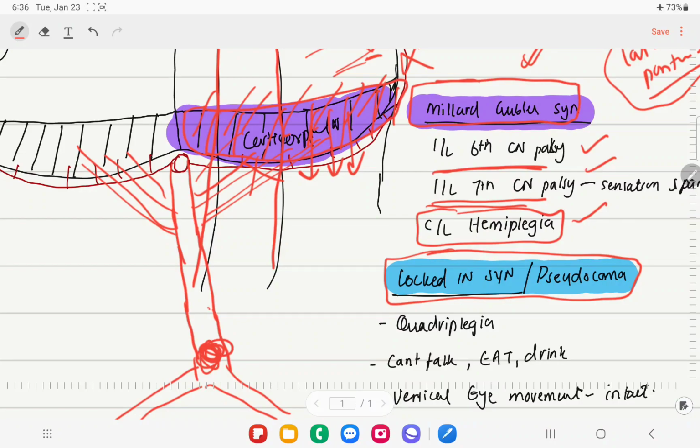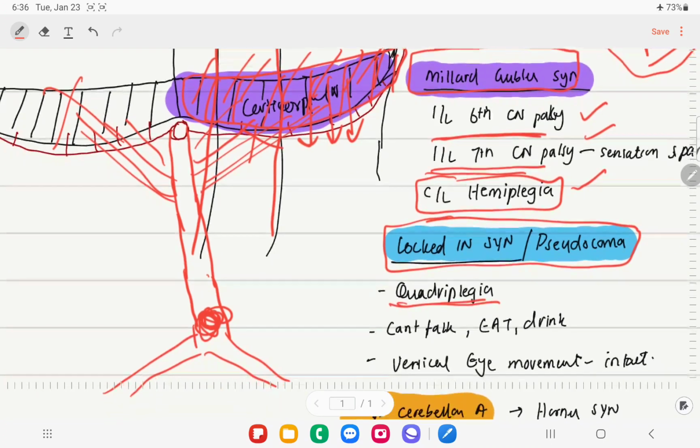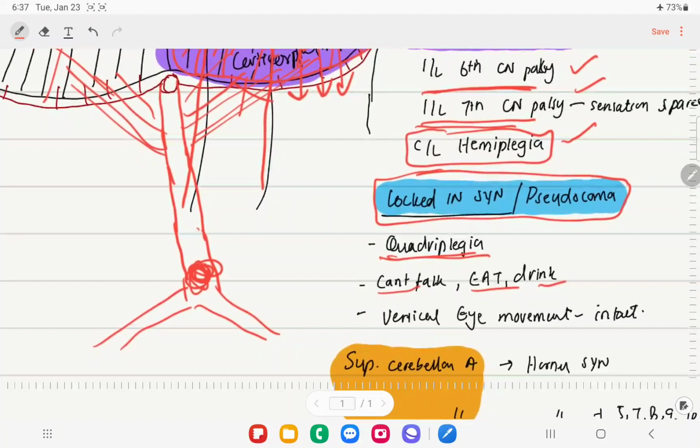In these patients, both of the corticospinal fibers get impaired. So the patient is going to have quadriplegia, and the patient won't be able to talk, eat, and drink because the 9th and 10th nuclei are also involved, right? So the 9th cranial nerve nuclei and 10th cranial nerve nuclei are also involved. So the only movement possible in these patients is the vertical eye movement, right?